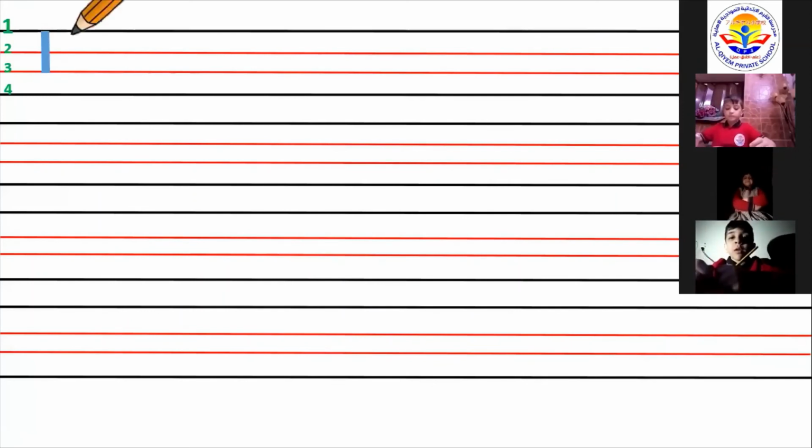Opposite it, draw another straight vertical line from the first line to the third line without reaching the fourth line. Then I connect the two of them with a short horizontal line on the second line. This is how to write the capital letter H.